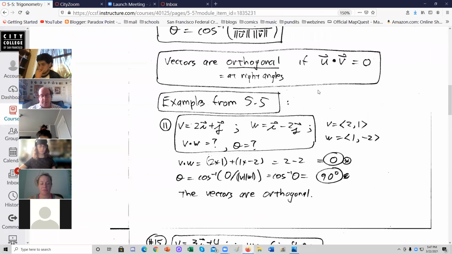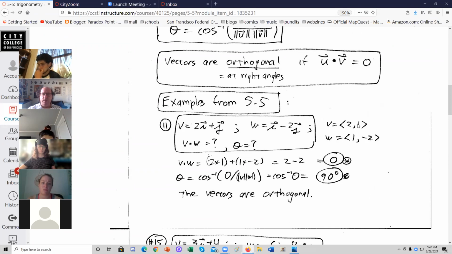So here's some examples. Here's a vector 2i plus j. Here's a vector i minus 2j. What's their dot product? What's the angle between them? All right. In terms of components, v is 2 by 1, as we see here. w is 1 by negative 2, as we see here. And all right, take the dot product.